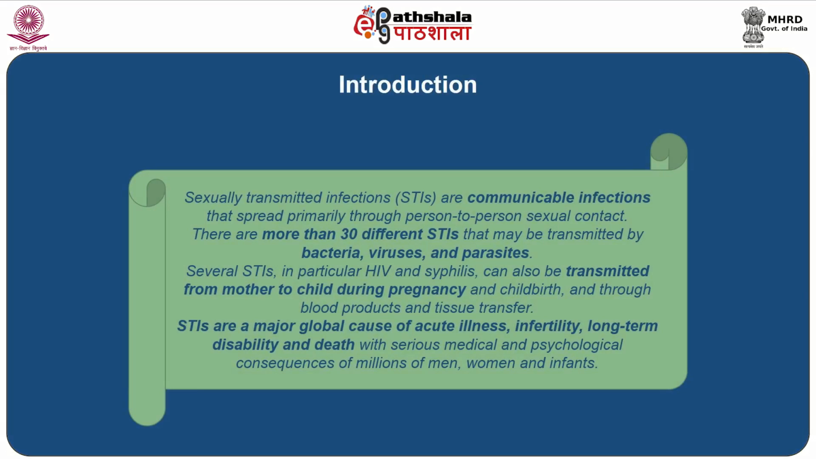Sexually transmitted infections, or STIs, are communicable infections that spread primarily through person-to-person sexual contact. There are more than 30 different types of STIs that may be transmitted by bacteria, viruses, and parasites. Several STIs, in particular HIV and syphilis, can also be transmitted from mother to child during pregnancy and childbirth, and through blood products and tissue transfer. STIs are a major global cause of acute illness, infertility, long-term disability, and death, with serious medical and psychological consequences for millions of men, women, and infants.